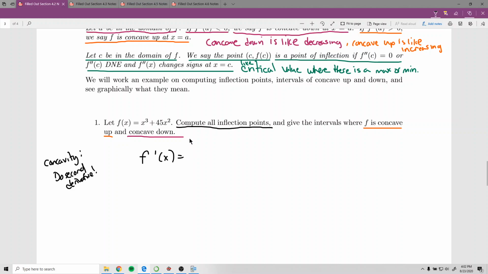The derivative of x cubed plus 45x squared is 3x squared plus 90x. Right, this is useless as far as what we're doing here. The second derivative, we do the derivative of this, and we get 6x plus 90.